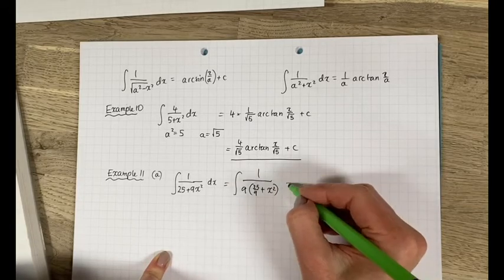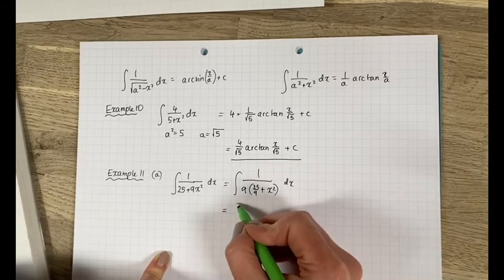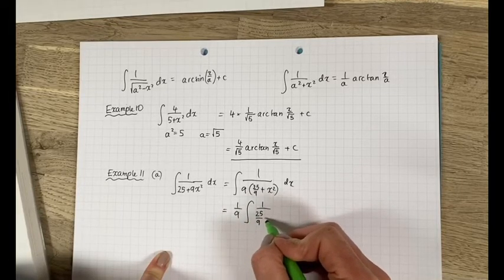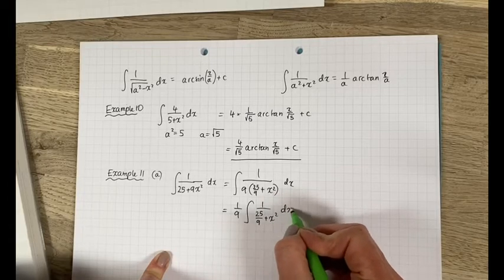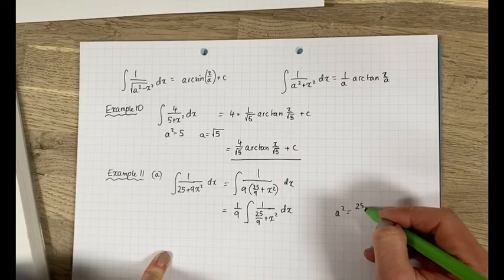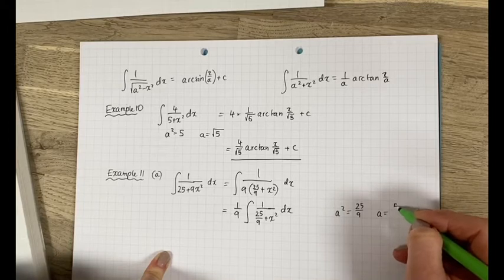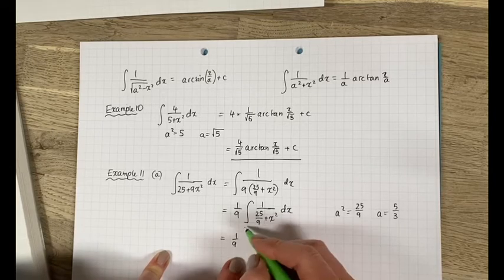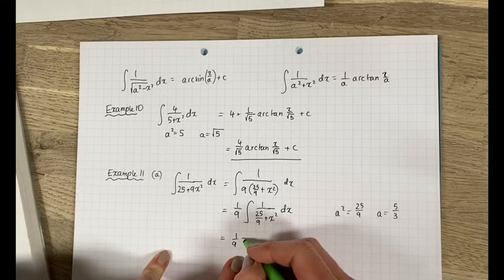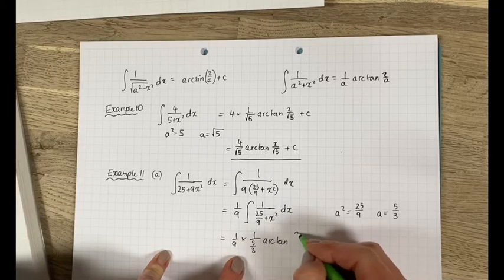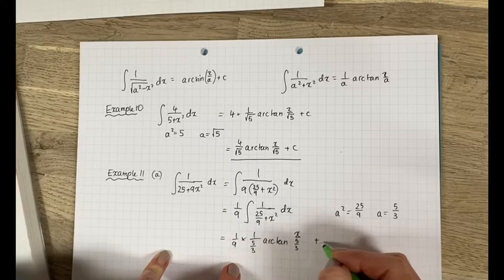Okay, so if you prefer to take the 1/9 out so it's not annoying you, you may do so or not. Right, so find what a is. A squared is worth 25/9, so a must be 5/3. You always go for the positive root here, so it's 1/9. Let's put in the formula, times 1 over 5/3 arctan x over 5/3 plus c.